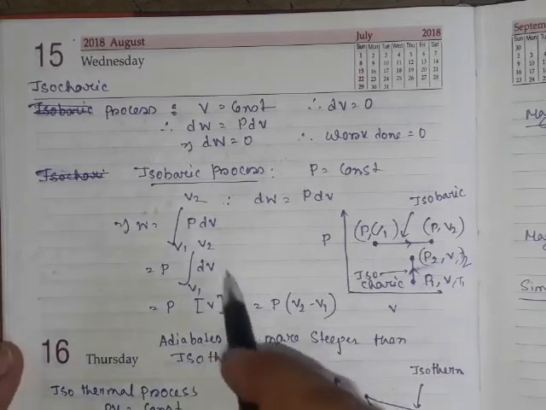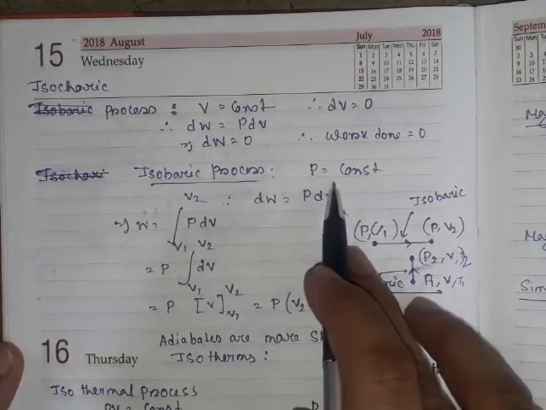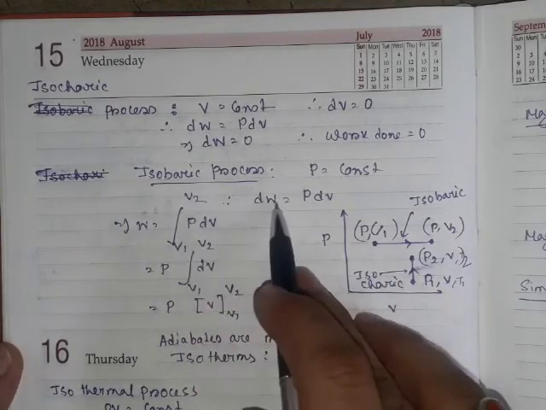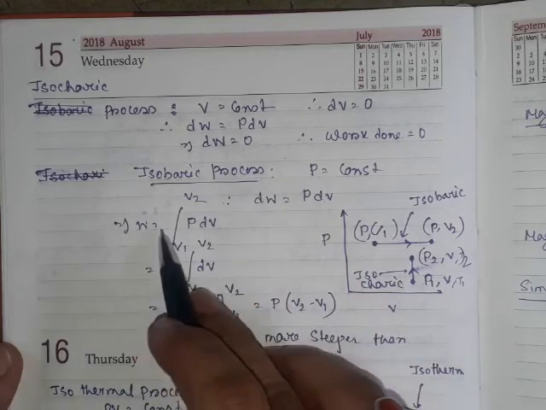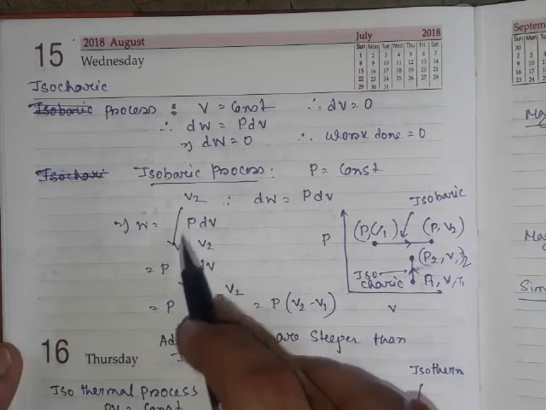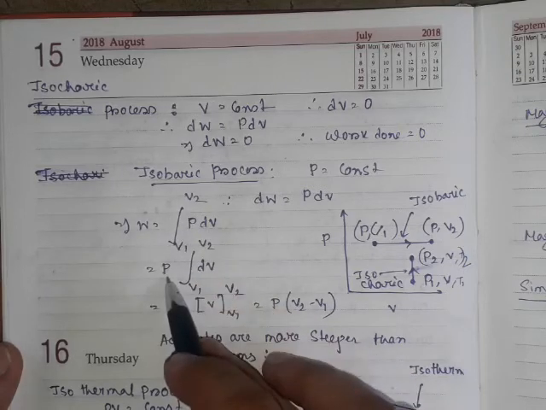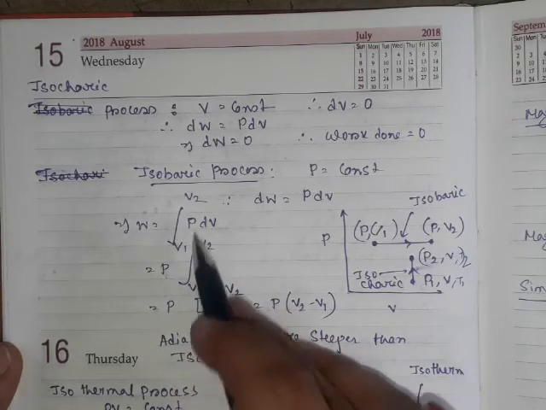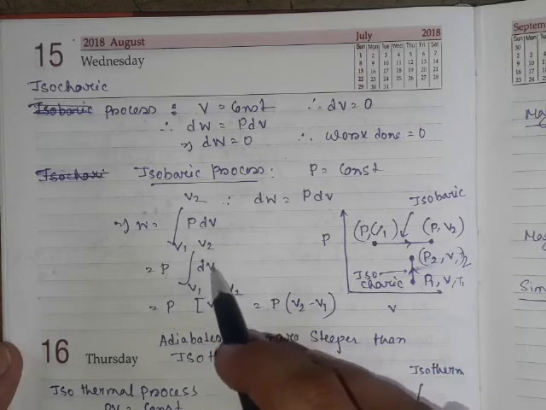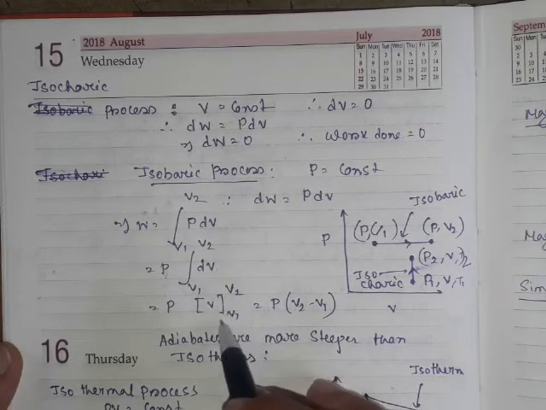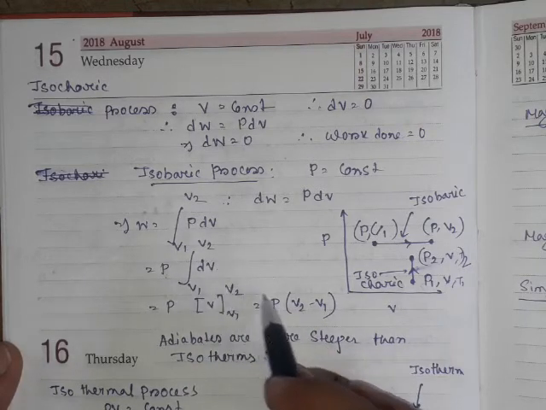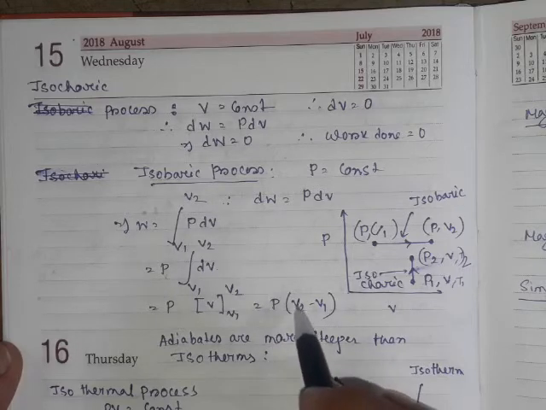Now the next one is the isobaric process, where pressure is constant. So the work done is dW equals P dV, so W equals the integration from V1 to V2 of P dV. Now P is constant, so just take it out of the integration: P times the integration from V1 to V2 of dV. As we know, the integration of dV is V, so from V1 to V2 you will get P times (V2 minus V1).